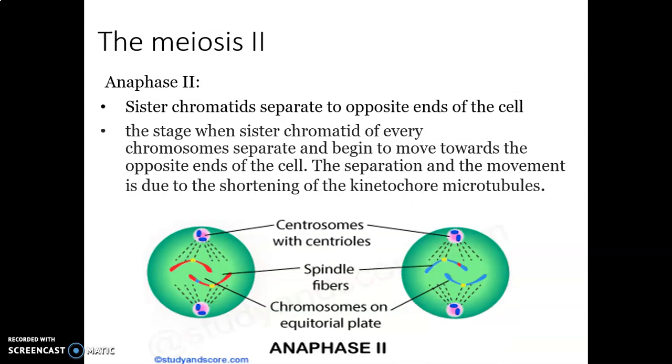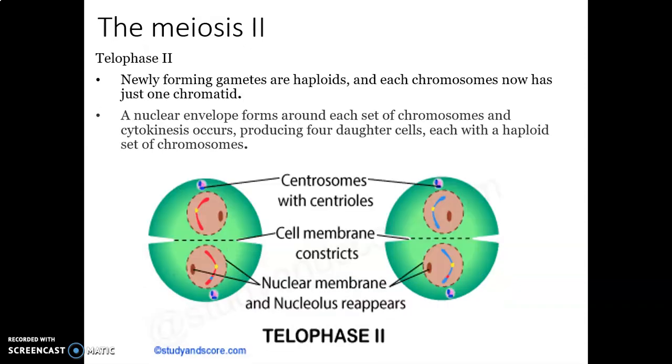Anaphase 2. The chromatids separate to opposite ends of the cell. This is the stage when sister chromatids of every chromosome separate and begin to move toward opposite ends of the cell. The separation and movement is due to the shortening of the kinetochore microtubules.